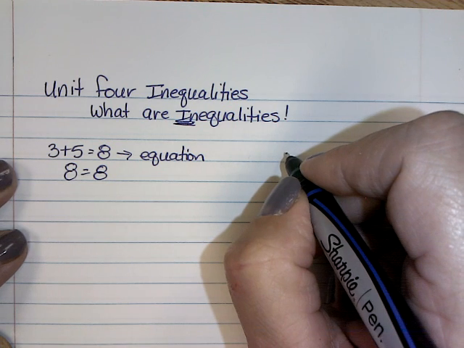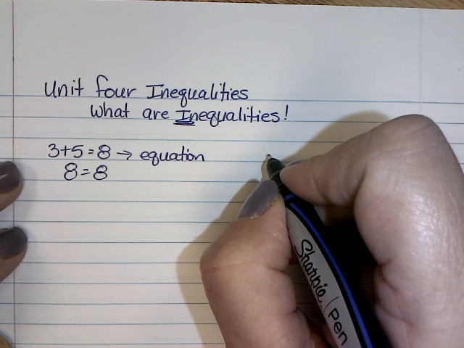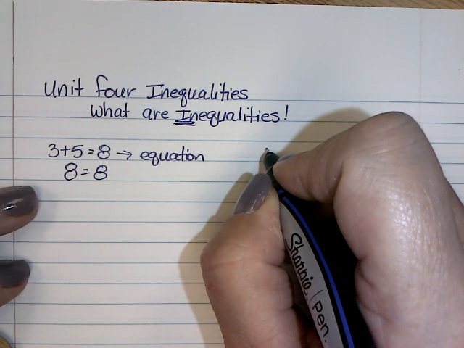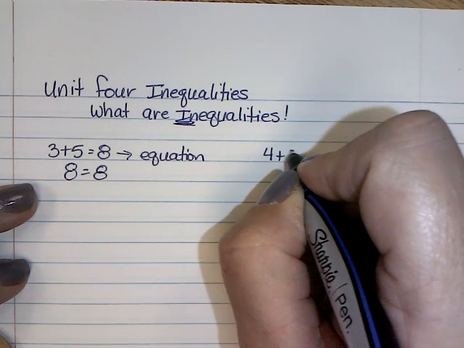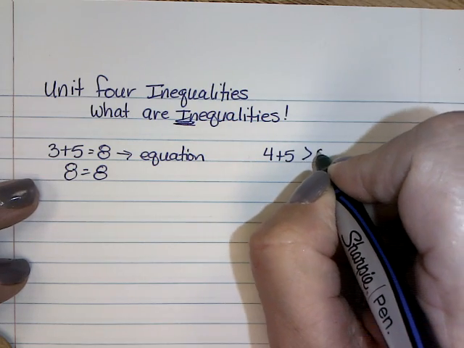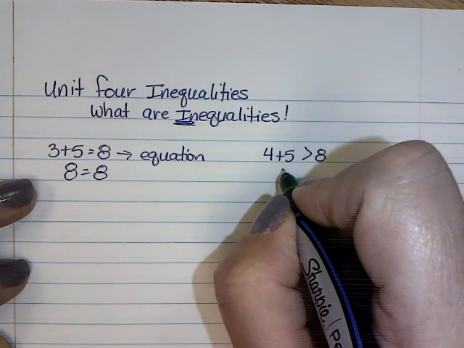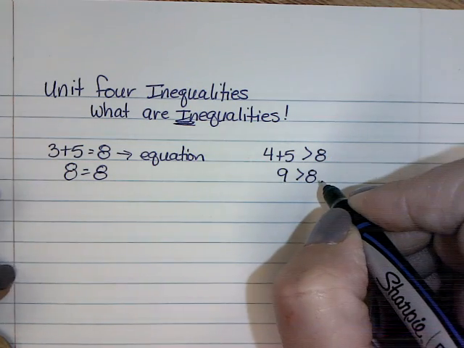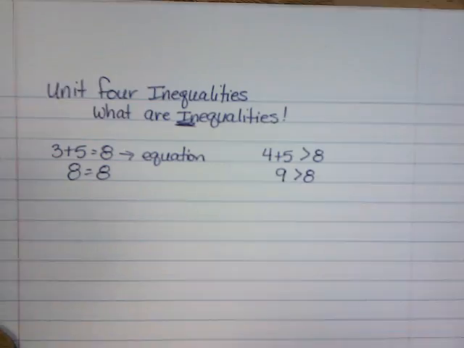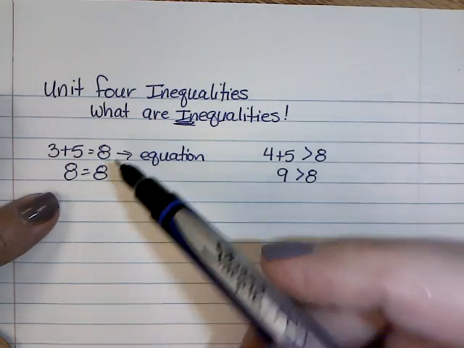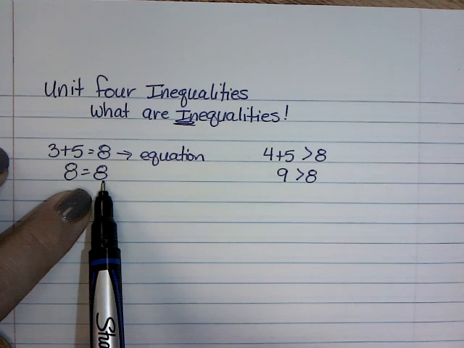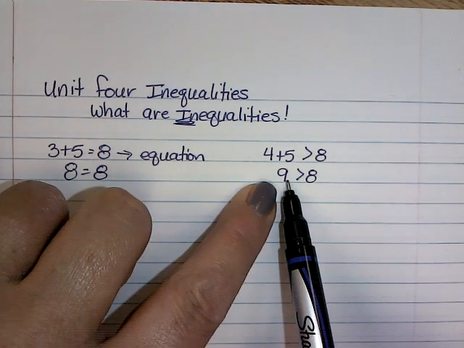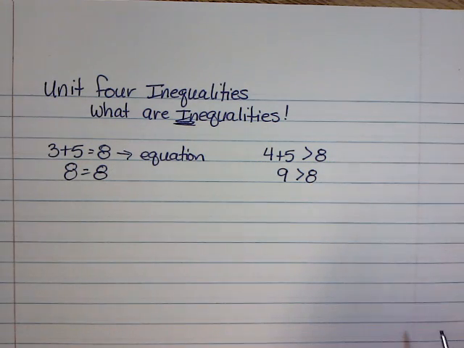where one side equals the other side. However, when we talk about inequalities, it means that one side is not the same as the other side. For example, I might say 4 plus 5 is greater than 8. 4 plus 5 is 9, and 9 is greater than 8. So that's the difference: an equation says that one side equals the other side, whereas an inequality says that one side may not be equal to the other side.